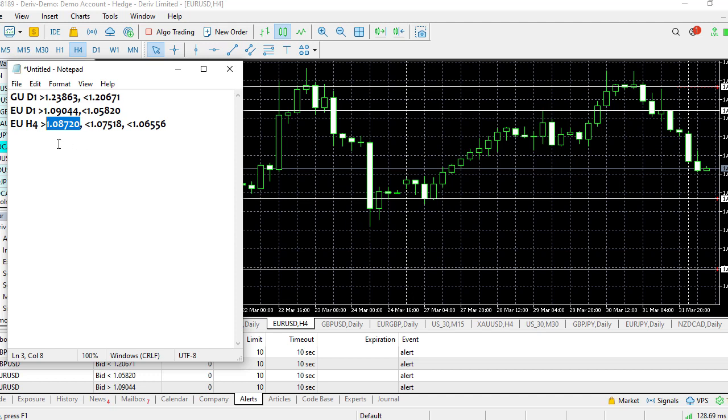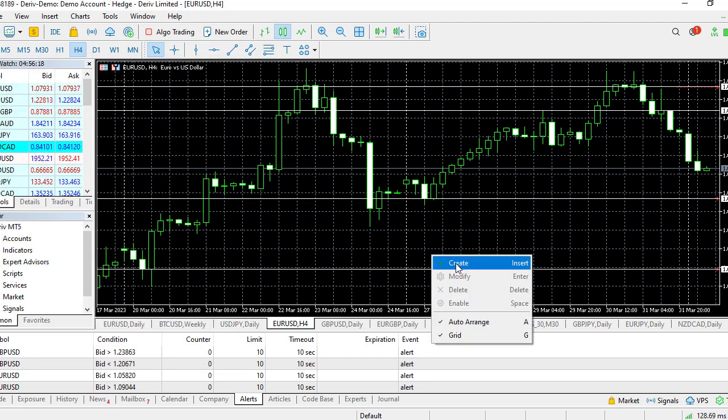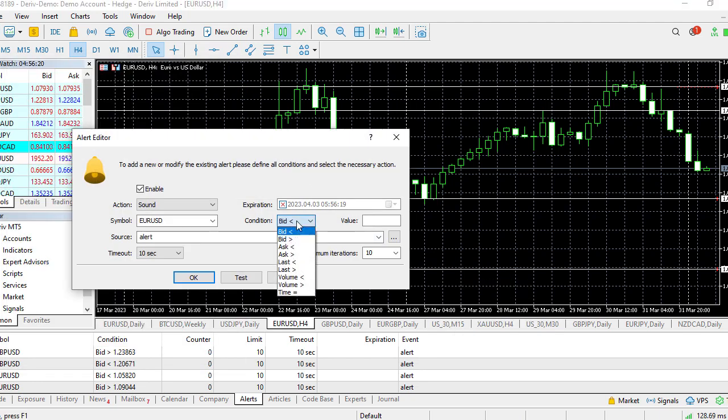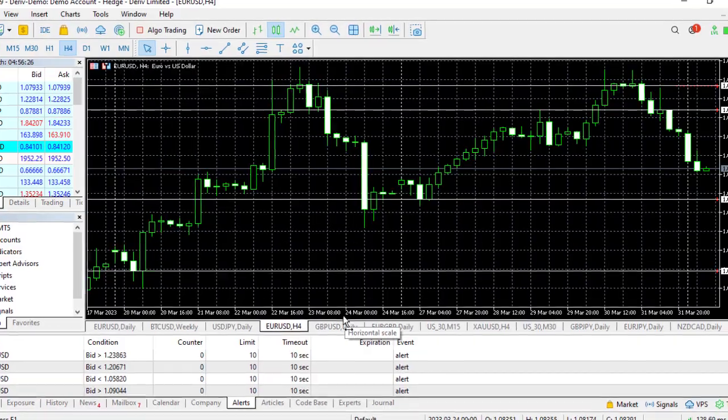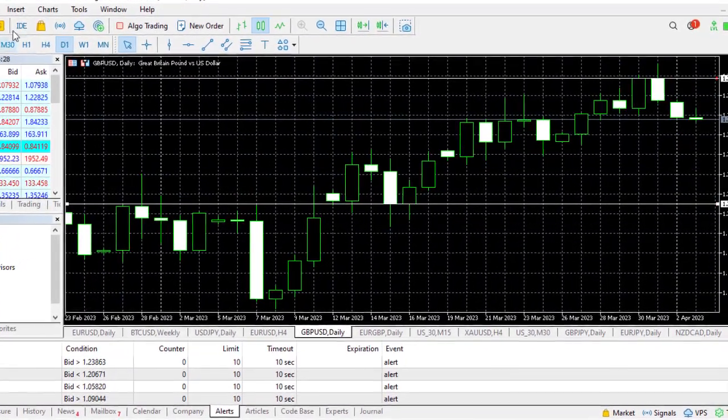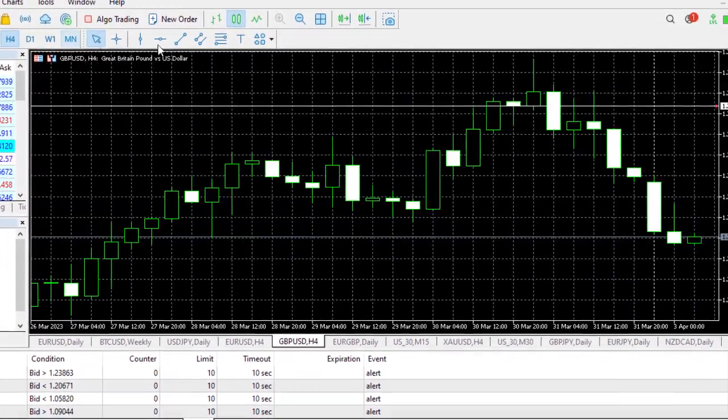Copy this. This one is greater than, the price is higher than the current market price. So that's why I click, turn this on to greater than current market price. Paste. So I do the same thing for pound USD.